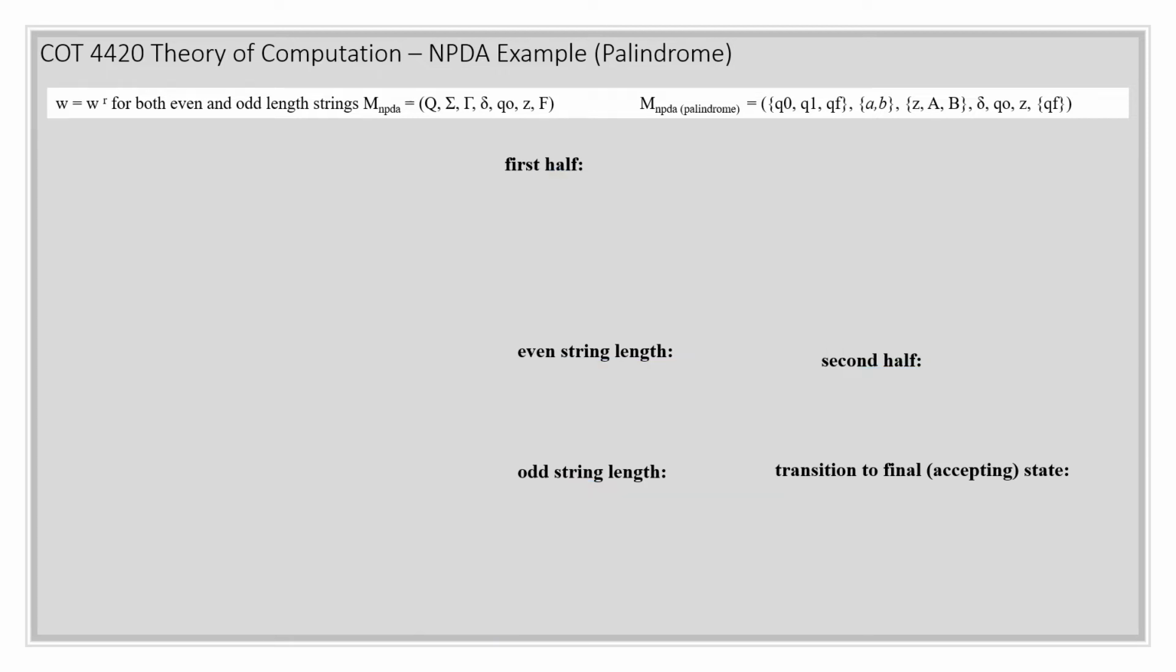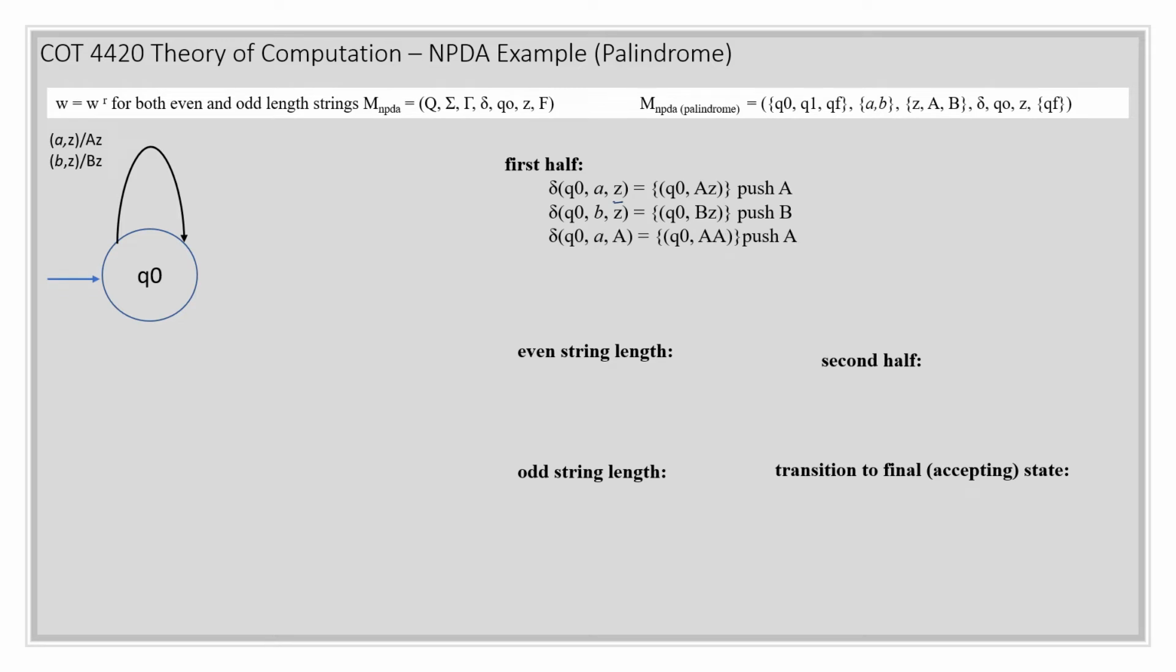All right, so let's go through this transition by transition. Our first transition is if we're in Q0 and there's a Z on the top of the stack, and an A is the first symbol in my alphabet, then I'm going to push an A. If it's a B, I'm going to push a B. If it's an A and there's an A on top, I push an A. If it's an A and there's a B on top, I push an A. If it's a B and there's a B on top, I push a B. And if it's a B and there's an A on top, I push a B.